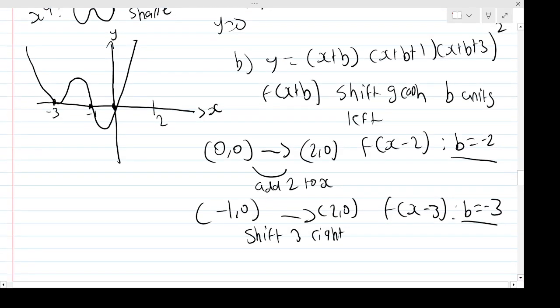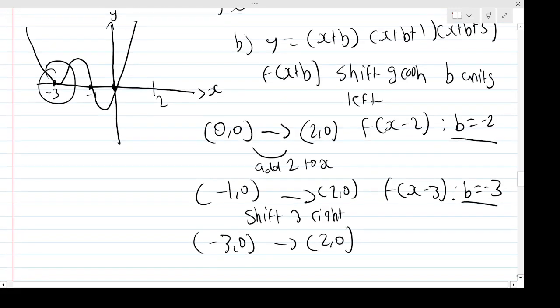Then lastly, the only other possibility to get from a point that's already on the x-axis to 2, 0 is this point here, this minus 3. That's the last point that's already on the x-axis that I can shift right to map it onto 2. So I want to go from the point minus 3, 0, to the point 2, 0. How many units to the right do I need to move? 5 numbers up, so it's going to be 5 units. So shift 5 right.